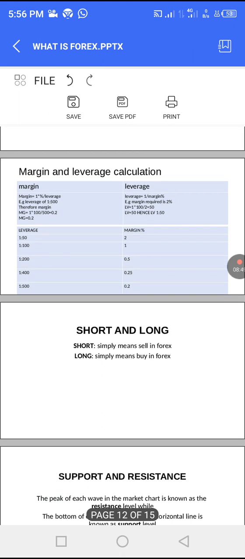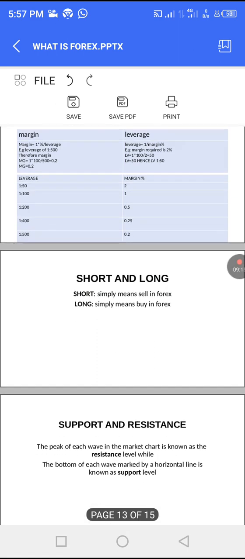in percentage, right? So now leverage. Leverage is 1 times 100 divided by margin. When you are given a margin of 2%, leverage is 1 times 100 divided by 2, which is equal to 50. Now for that, your leverage is 1 is to 50. Now these are the leverages and their margin percentages as seen in the box.